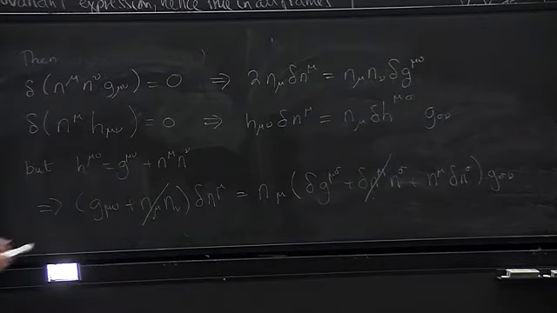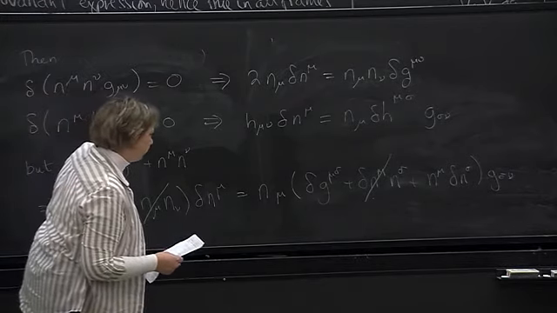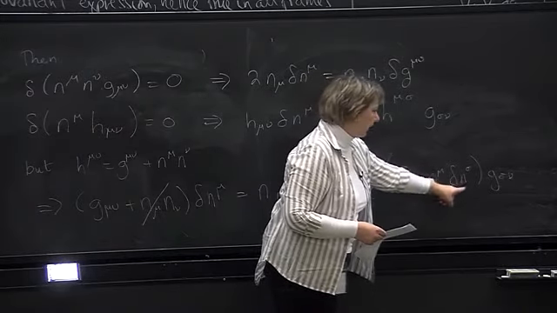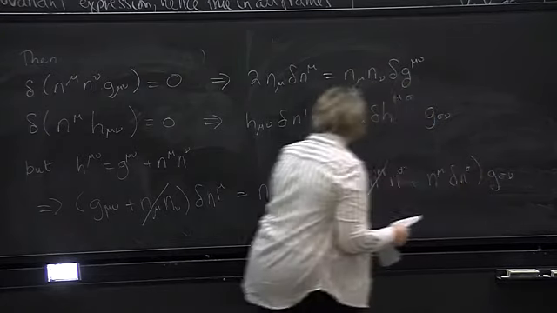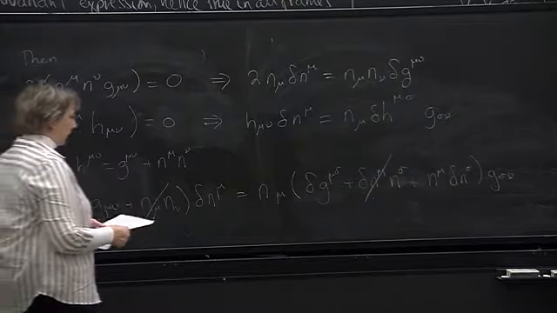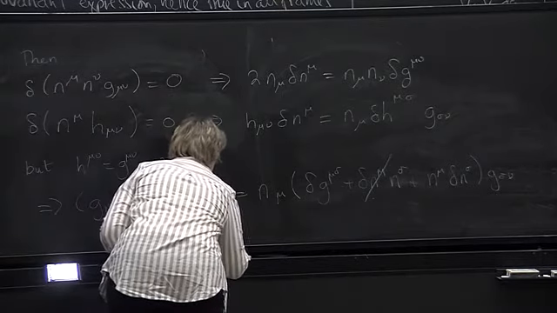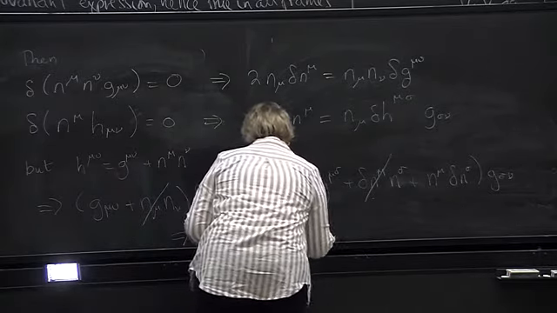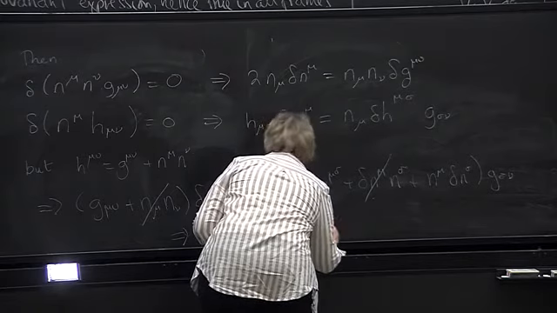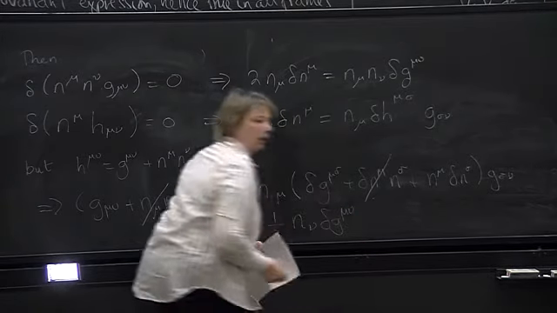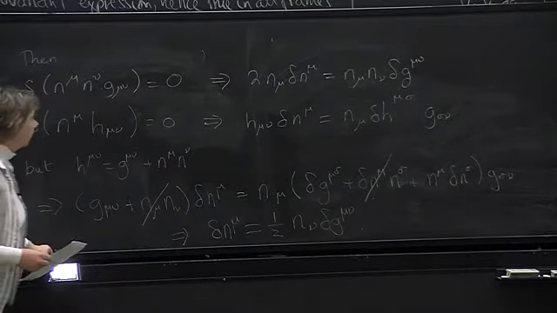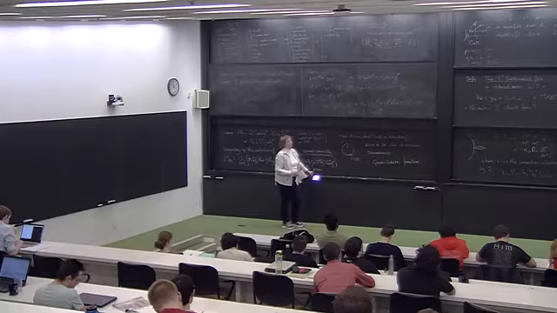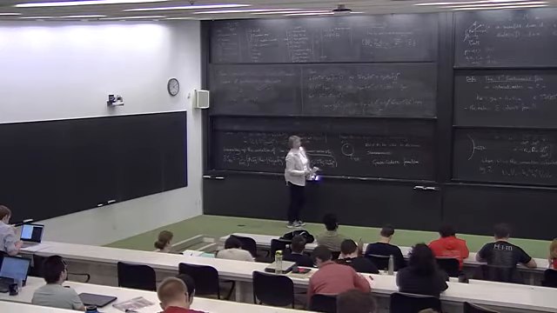And then I've got n squared, which is -1. And I've got a delta n with the index lowered, which I've also got on the right-hand side. So this tells me that delta n mu is a half n nu delta g mu nu. So it tells me that the variation of the normal is related to a variation of the metric.